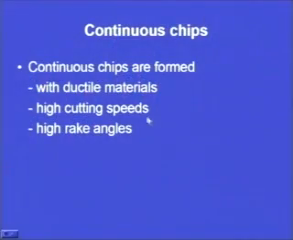We can see for ourselves that these again take into account those three elements that we discussed at the start of our series of lectures on machining: the workpiece material, the tool, and the machine tool. The machine tool comes into the picture when we talk about high cutting speed, the material comes into the picture when we talk about ductile material, and the tool comes into the picture when we talk about the rake angles. So, continuous chips will be formed under these three important conditions: with ductile materials, at higher cutting speeds, and at higher rake angles.